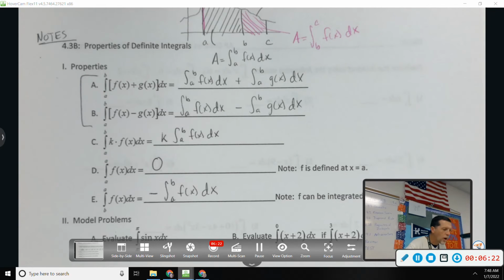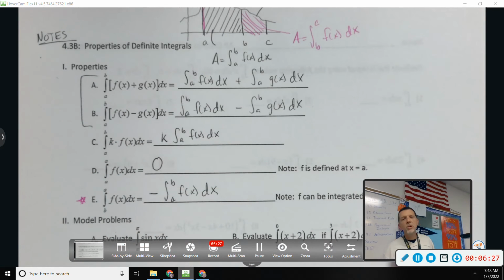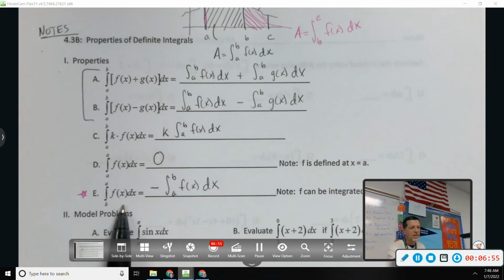And as weird as that property is, that might be the one we end up using the most, because students and teachers usually want to read left to right. They want to go from A to B, not from B to A. And so if it looks wrong or weird or backwards, well, fix it. The only price to pay for fixing it is putting a negative sign out front. That's a small price to pay to make the limits the ones that you want. And so you'll end up using this quite often the course of this year.